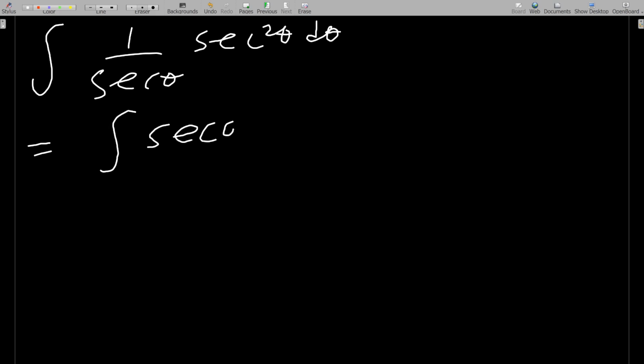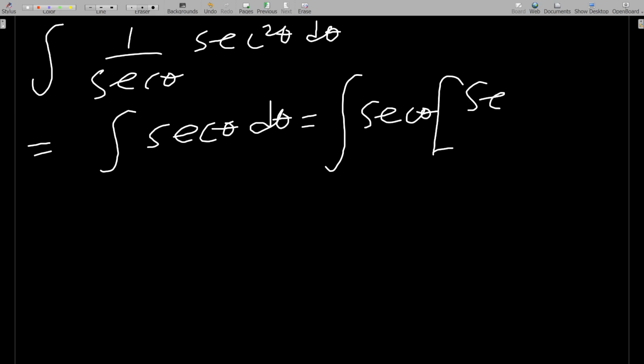So this whole thing is equal to the integral of sec theta d theta. Now this integration is also not easy, because we do some creating and destroying here. Let me help you with that. You create and destroy this sec theta, multiplying by sec theta plus tan theta over sec theta plus tan theta. I think I have a video on this.